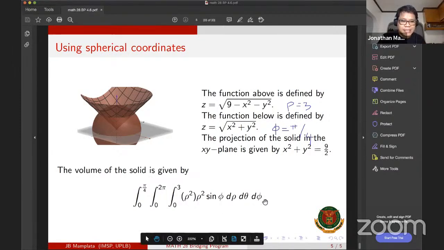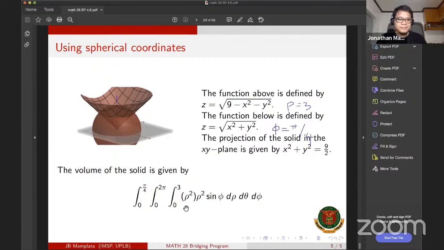Take note, bounds natin for phi is 0 to pi over 4. Bounds natin for theta is 0 to 2 pi. Bounds natin for rho is 0 to 3. And yung multiplier natin in the integrand is rho squared sine phi. At itong rho squared natin, this is actually an expression in the spherical coordinate system. So this will give you the volume of the solid. And if you notice, based from the three expressions, mas simple ang spherical coordinate system.